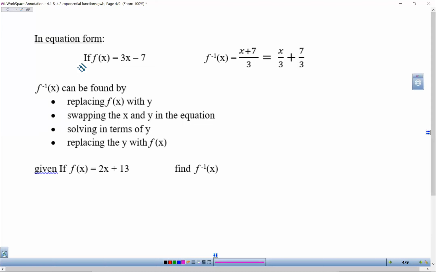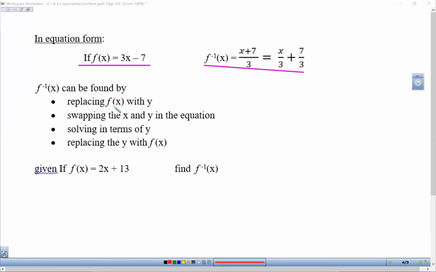So here's our function, f of x equals 3x minus 7. Here's the inverse of that function. Notice you can write it as one big fraction, or you can separate it into two separate fractions. Either way is correct. So here are your steps. Again, don't overcomplicate this. It's a simple process.